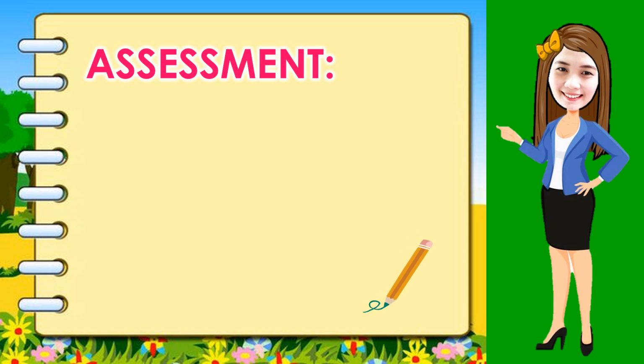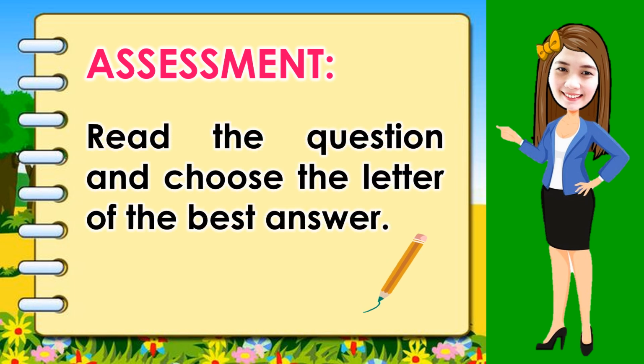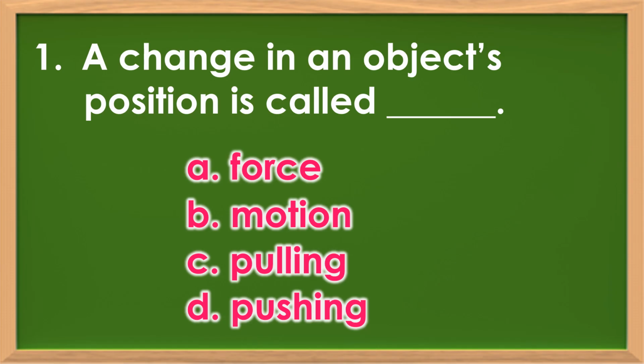Grade 5 learners, to check your understanding about the lesson, you are going to read the question and choose the letter of the best answer. Number 1. A change in an object's position is called blank. A. Force, B. Motion, C. Pulling, D. Pushing. Very good. The answer is letter B.